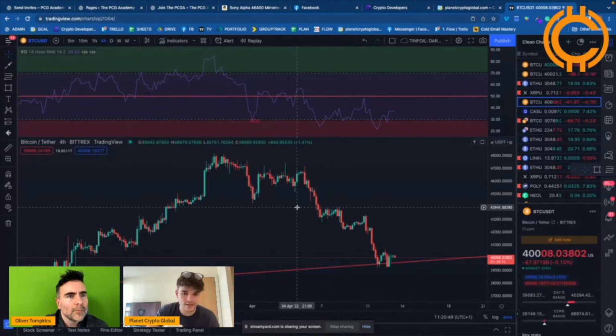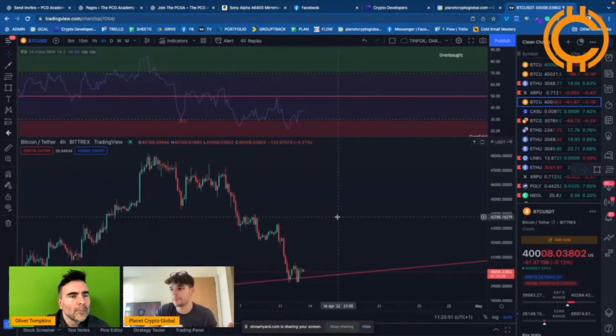You can start to use other things like trend lines. I'll give you an example, right? I can see 2 clear things here. We've just had an oversold signal on the RSI.